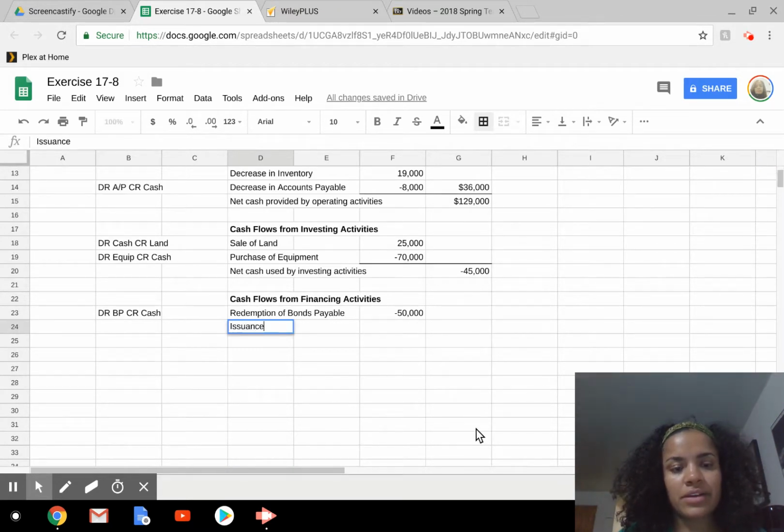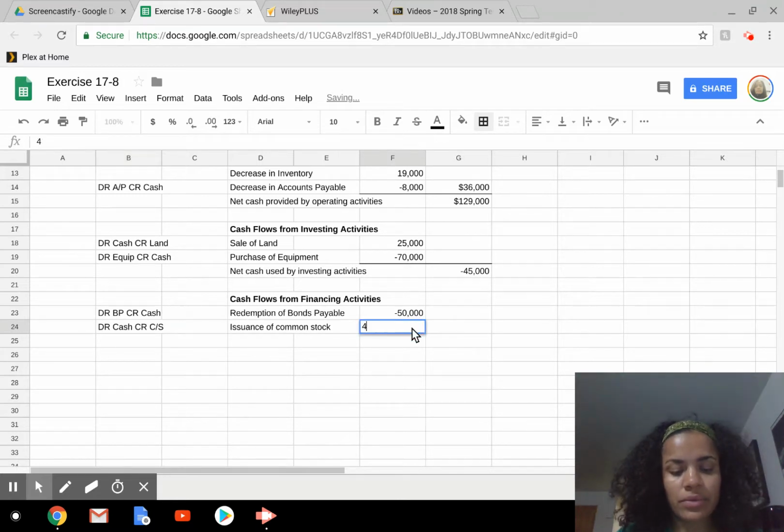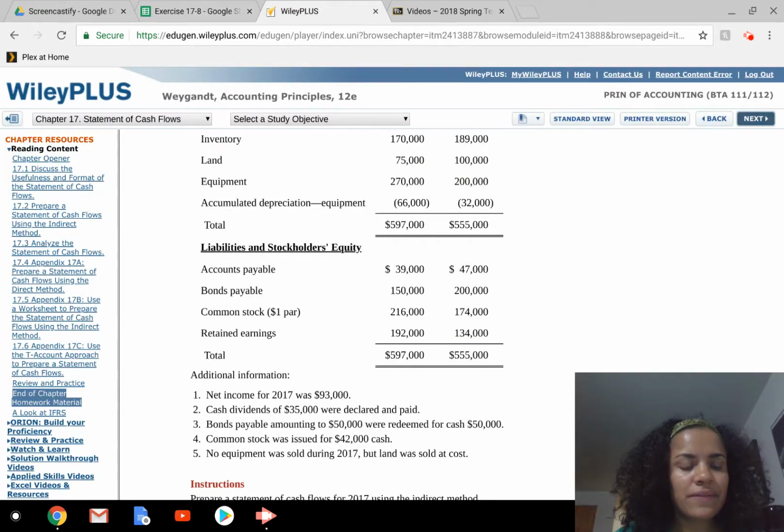You're going to say issuance of common stock, and it's going to be, well, let's think, right? So to issue stock, you're going to say debit cash, and you're going to say credit common stock. So it's going to be a 42,000 cash inflow from the issuance of common stock. Now let's see if there's anything else.